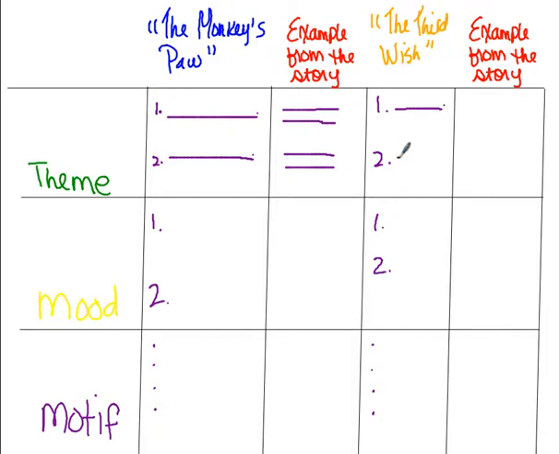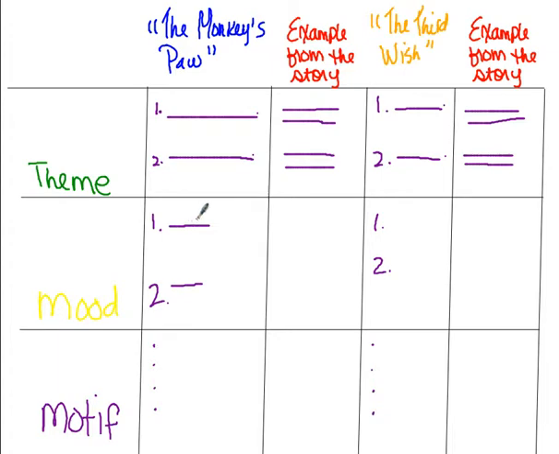If you notice, I'm giving you lines here instead of actual writing so that you know that's what goes there. For mood, if you say the mood of the monkey's paw is frightening, scary, creepy, whatever it is, that's fine. Write as many mood items as you want, but make sure you back it up with examples from the story, and this will come in handy later, trust me, when it comes time to writing it out.